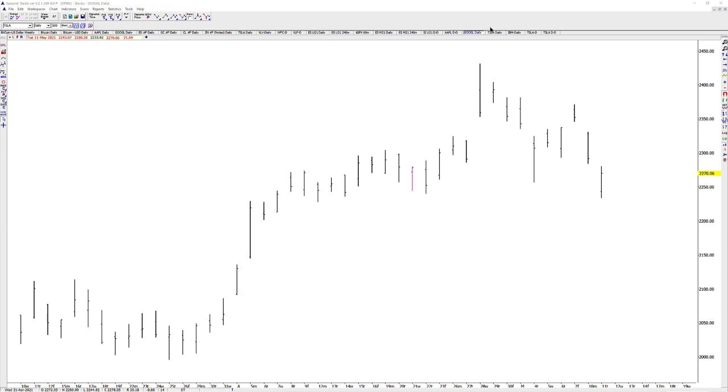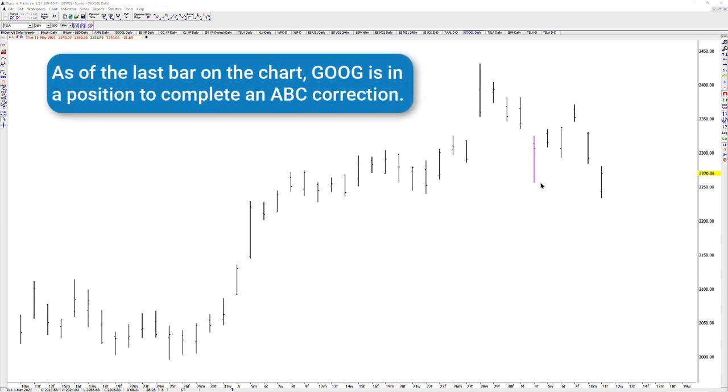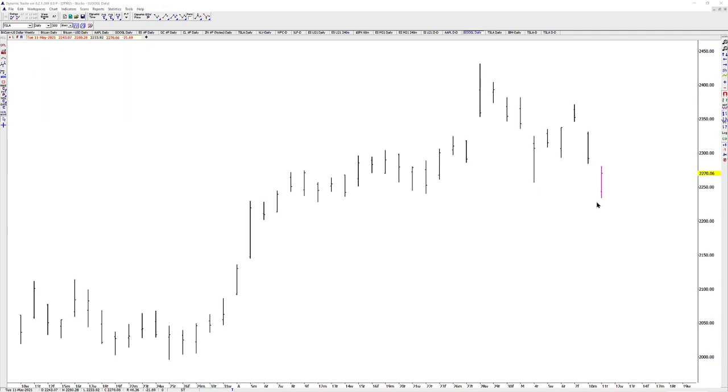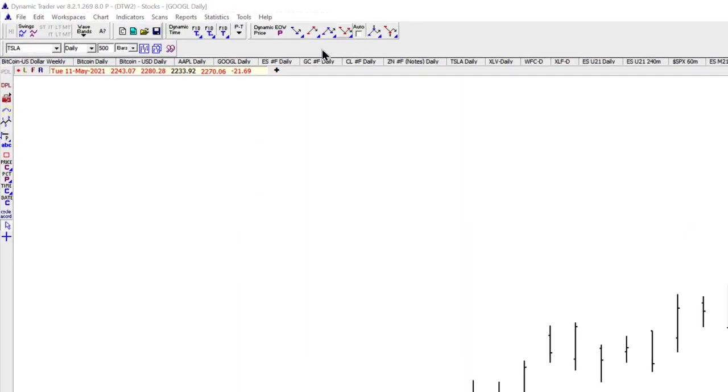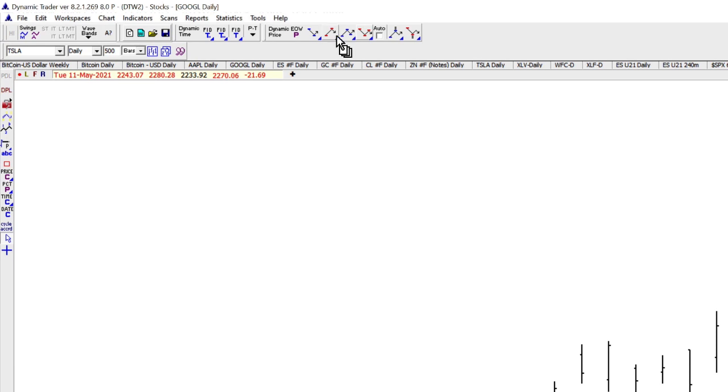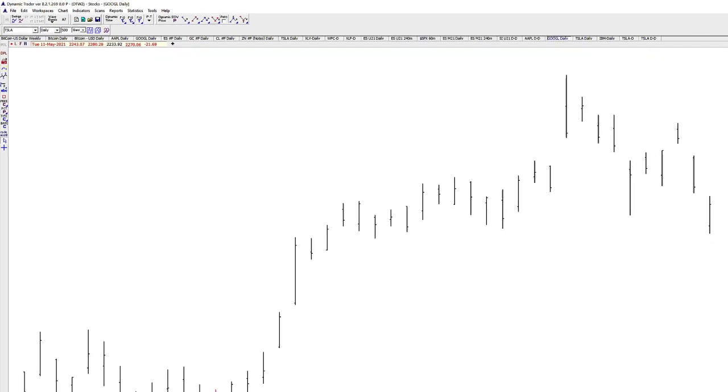So as of this data, we've had a decline, then an advance, and then a decline to take out the initial low. So listen to my language again. Google is in a position to complete an ABC correction. So let's identify the probable price position where a high probability ABC correction may be complete. Real simply, we do retracements of the impulse trend that's being corrected. So let's do those.